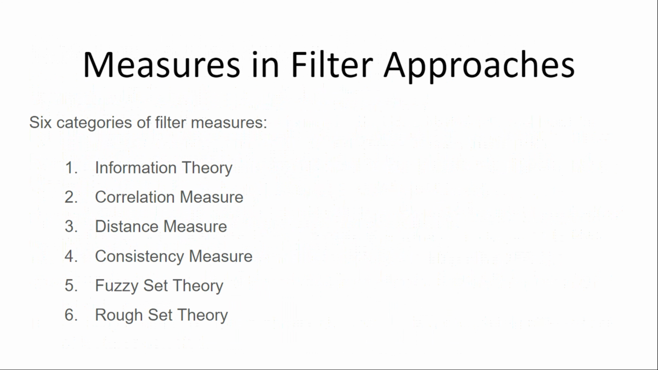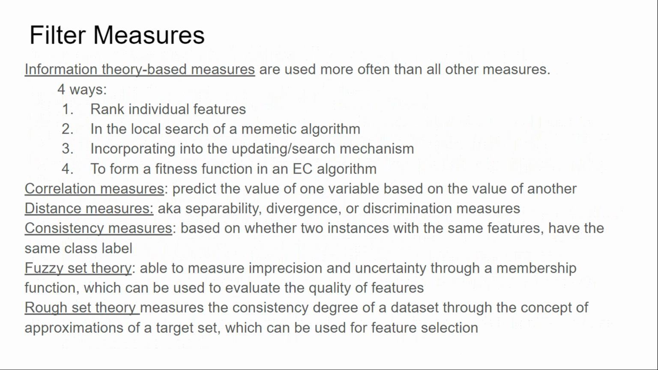So the paper goes into detail on some of the measures and filter approaches, and they break them down into 6 categories: information theory-based measures, correlation measures, distance measures, consistency measures, fuzzy set theory, and rough set theory. The information theory-based measures are used more than the others, and there's 4 different ways they do that. One is they rank features. They're used in the local search of a memetic algorithm, which is kind of an extension of a genetic algorithm. They're incorporated into the updating mechanism, or they can be used for the fitness function.